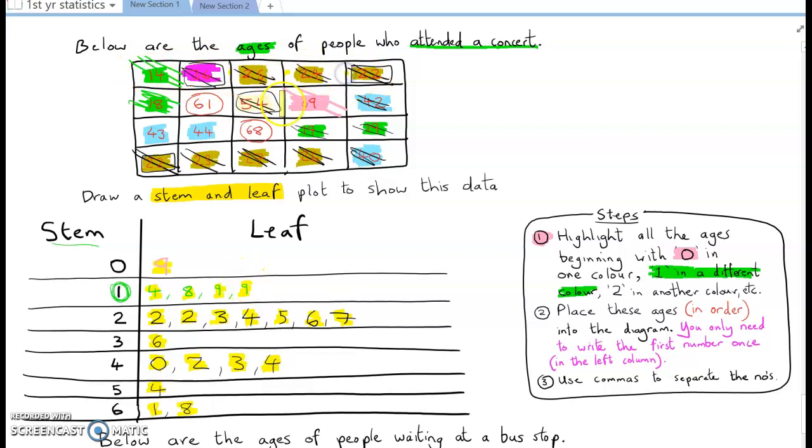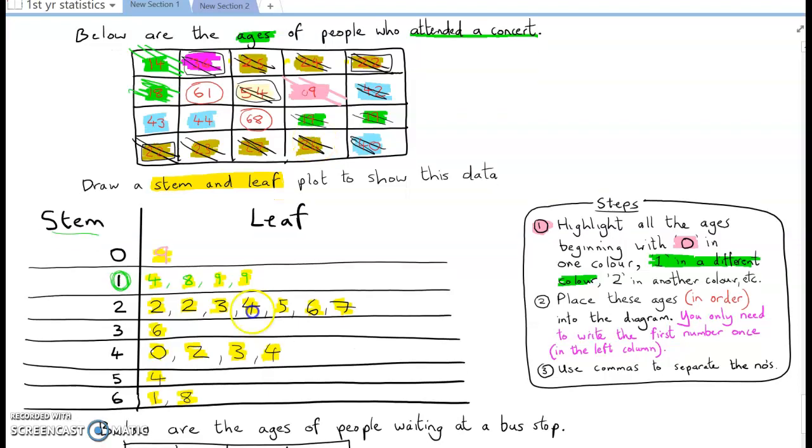1, 2, 3, 4, 5. All of these numbers have to be included in our stem and leaf diagram. And we've done that now. Okay? So now it's time for you to try one.